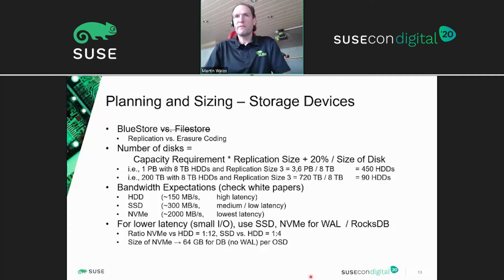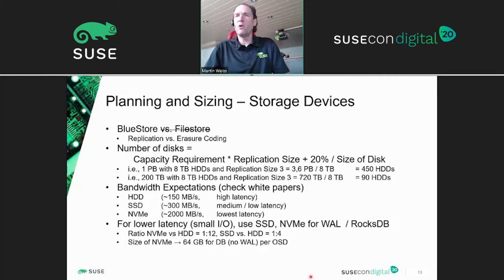So the first thing we have to figure out is how many disks we need for the total system. First of all, we need to know what capacity we need, and then we need to define what the replication size is. Replication size is basically RAID 1 with the number of copies.